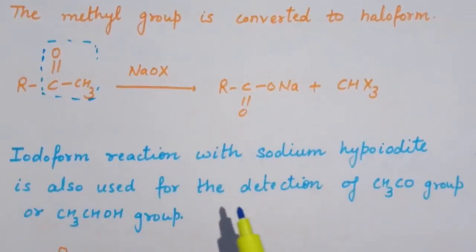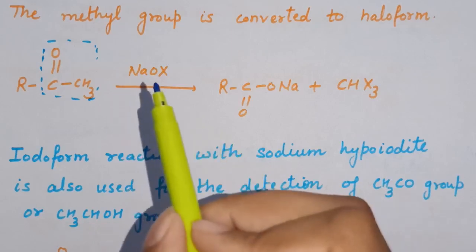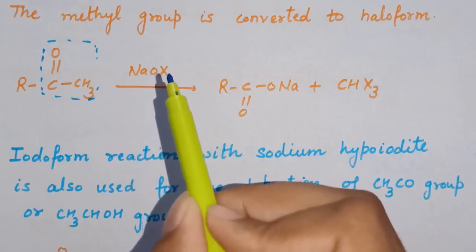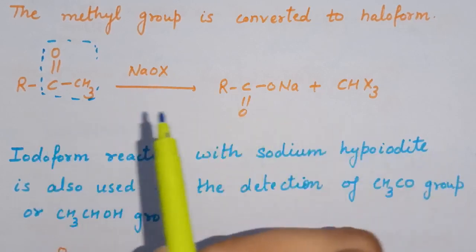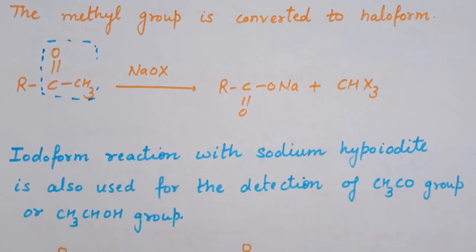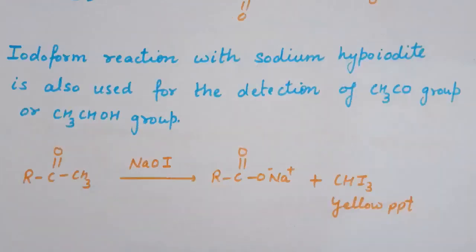Now, the iodoform reaction with sodium hypoiodide is also used for the detection of the CH3CO group or the CH3CHOH group. If the halogen used is iodine, then this will become sodium hypoiodide, and this reaction is known as the iodoform reaction. Here one example is written, that is RCOCH3 in the presence of NaOI. This converts to the sodium salt of the acid, and the CH3 converts to CHI3, that is iodoform, and in the reaction mixture a yellow precipitate of iodoform is obtained.